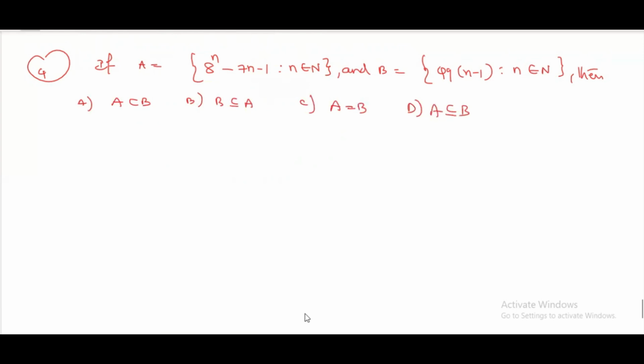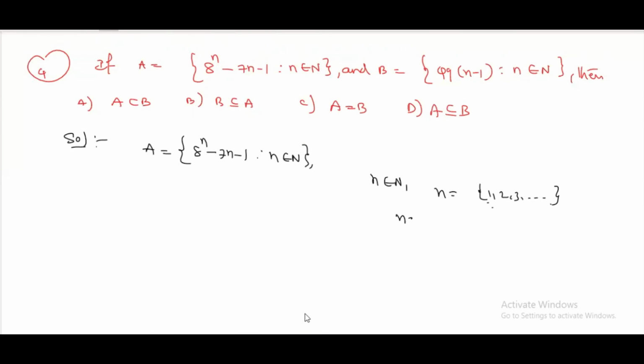So let's find out what set A and set B are first. Set A, what they've given is 8 power n minus 7n minus 1 such that n belongs to natural numbers. n belongs to natural numbers means n starts from 1, 2, 3, and so on. So I will substitute these n values, at least 1, 2, 3.